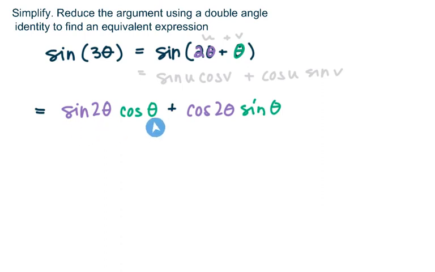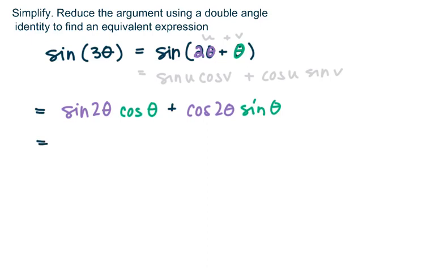So I've reduced this a little bit. Now, I still have some double angles in here. So I'm going to use some double angle identities. I only have one double angle identity for sine 2 theta, but I have 3 double angle identities for cosine of 2 theta. So I'm going to make a choice.